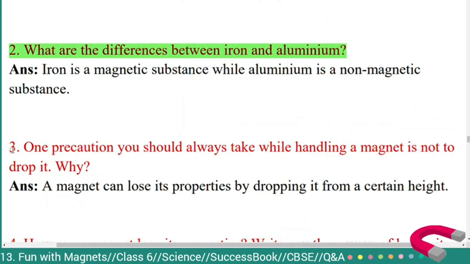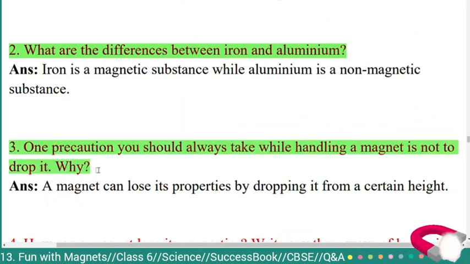Third question, one precaution you should always take while handling a magnet is not to drop it. Why? Answer, a magnet can lose its properties by dropping it from a certain height.